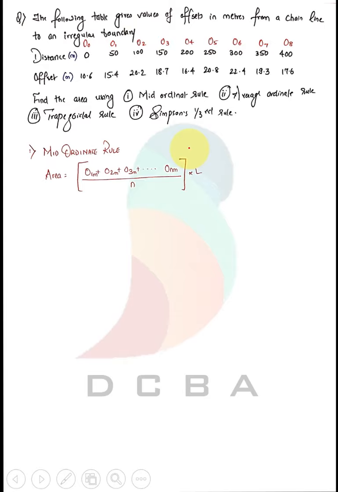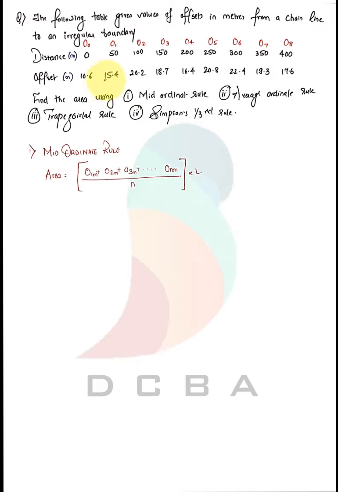The mid-ordinate rule says that the area is the sum of the mid-ordinates between these ordinates, divided by the total number of divisions. The number of divisions is 1, 2, 3, 4, 5, 6, 7, and 8. So there are 8 divisions in between, so this n is basically 8, multiplied by L. L is the total length, which is 400, right?